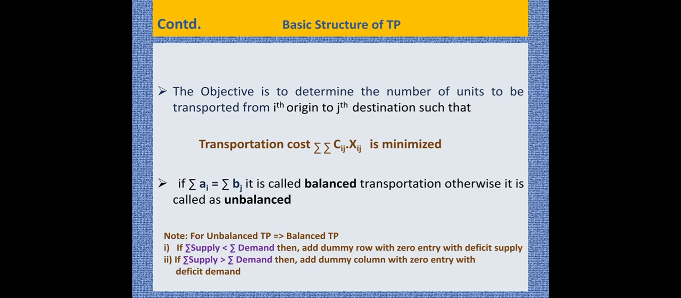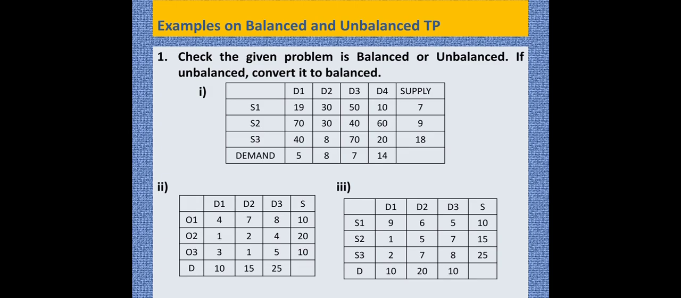An unbalanced transportation problem can be converted into a balanced transportation problem under two conditions. That is, if supply is less than demand, then we need to add a dummy row with zero entry with deficit supply. If supply is greater than demand, then we need to add a dummy column with zero entry with deficit demand. So how it will be done, we'll see by taking an example. These are the three examples I have taken for balanced, unbalanced and unbalanced transportation problem. We'll see one by one.